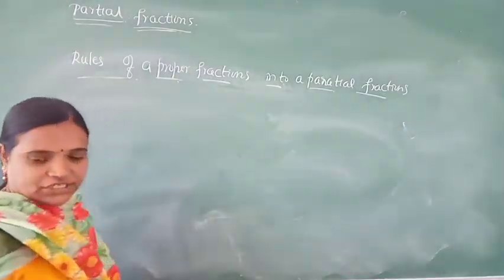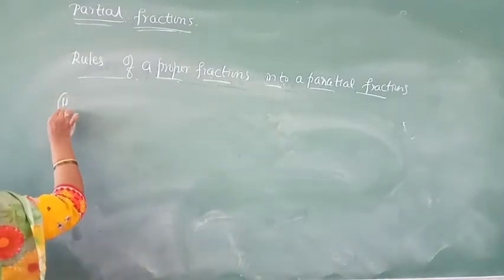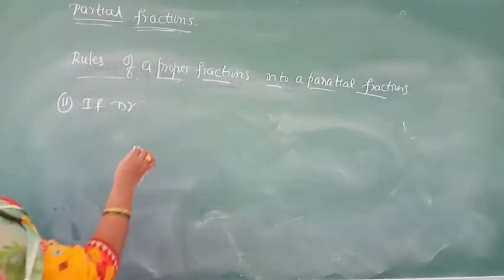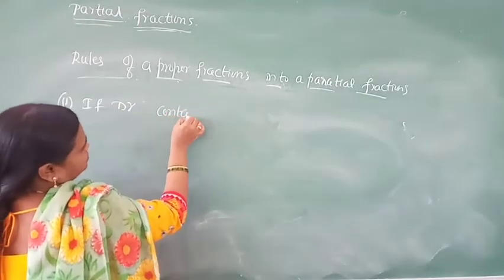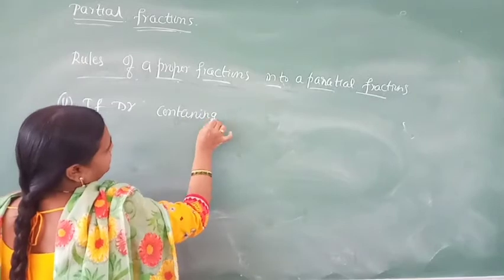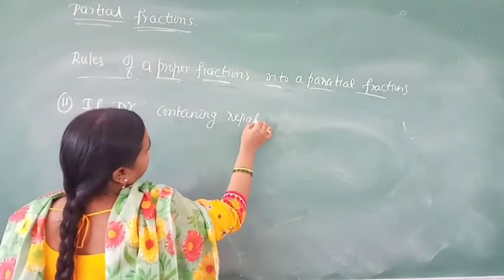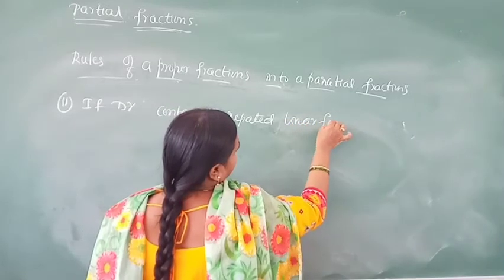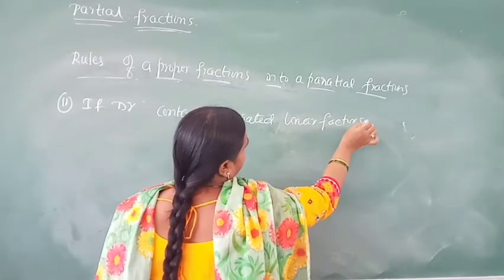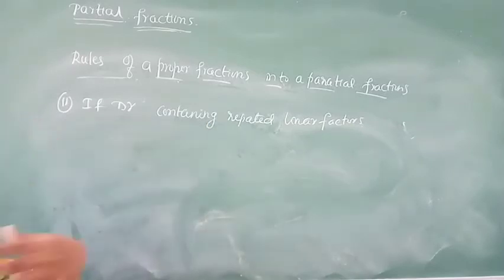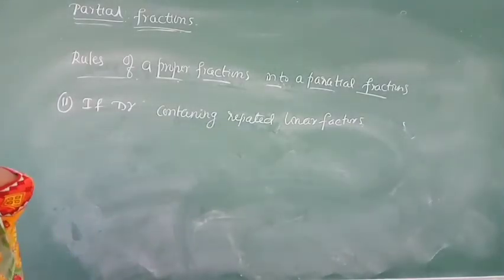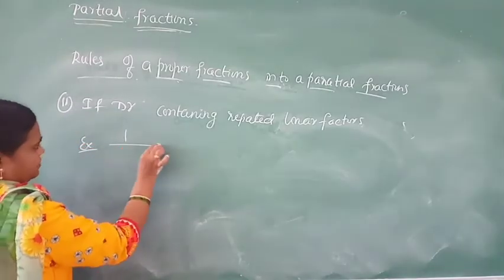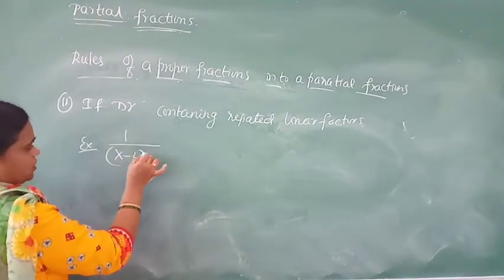Next, second condition. If the denominator contains repeated linear factors. Repeated linear factors. In this case, how to solve the example? For example, I will take 1 divided by (x minus 2) the whole square.